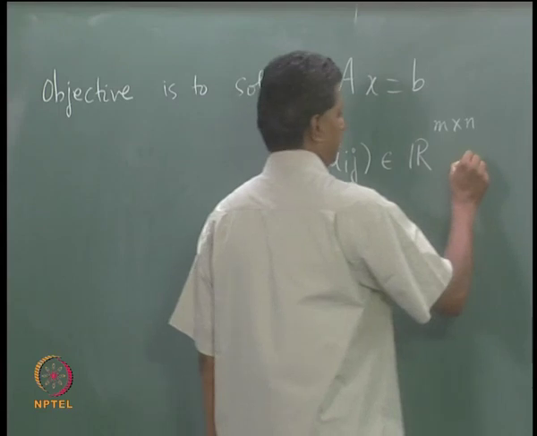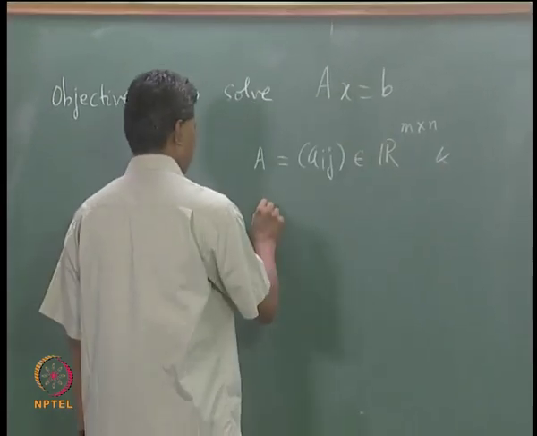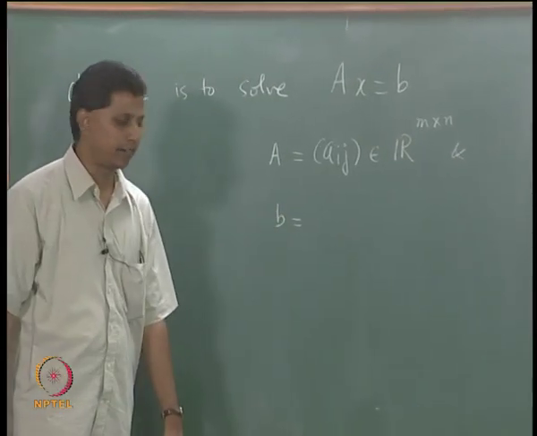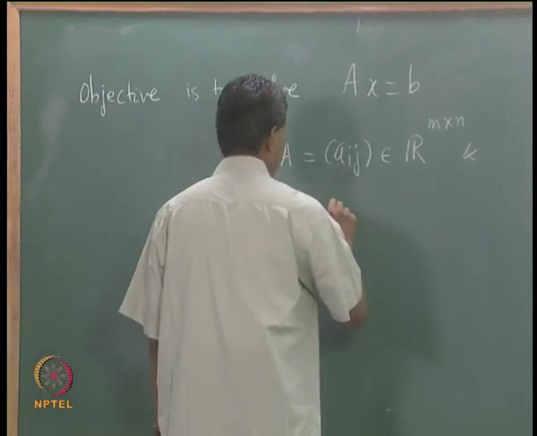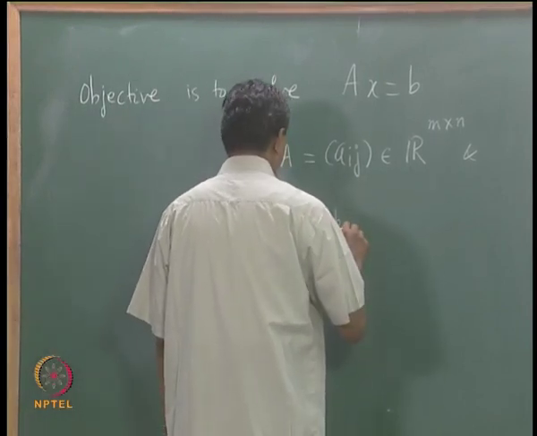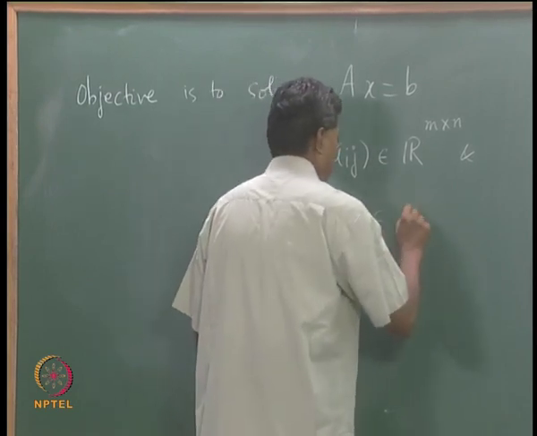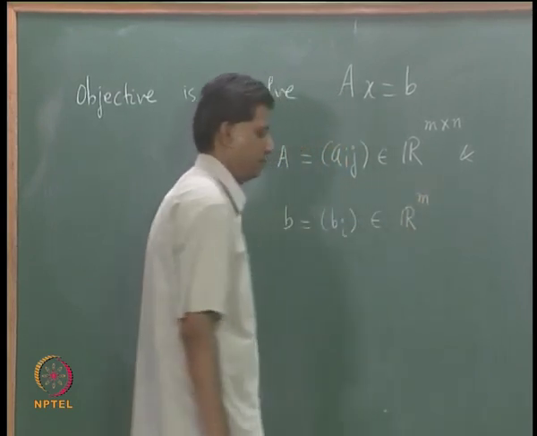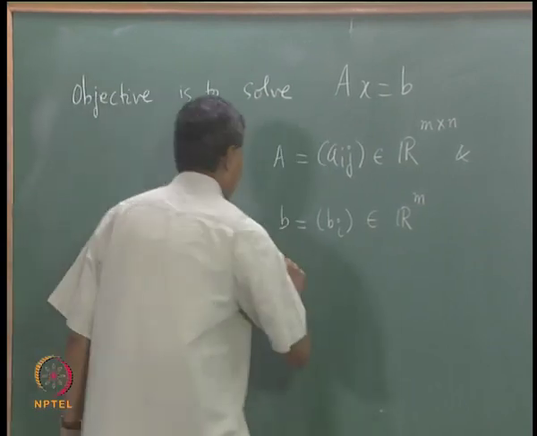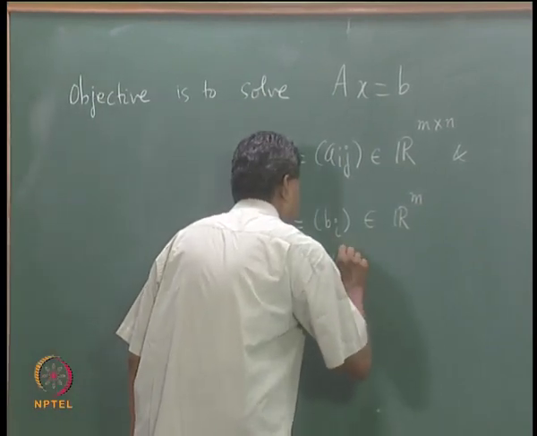This is given. I am also given the right hand side vector b, with entries bi. This belongs to Rm. These two are given.